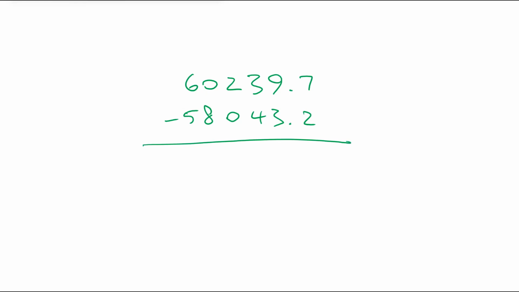I'll just do one more example because hopefully you've seen it's fairly similar to the addition. We just line everything up. We do it bit by bit. If it looks really big and hard, we're going through it little bit by little bit. And when you run out of bits, you have your answer. Let's do 60,239.7. From that, how much shall we take away? How about 58,043.2?